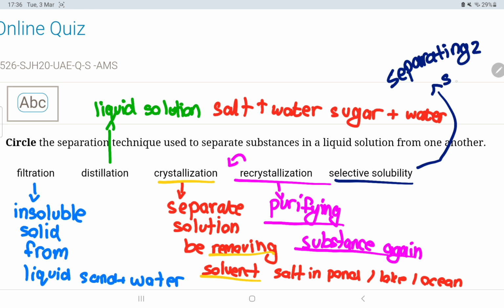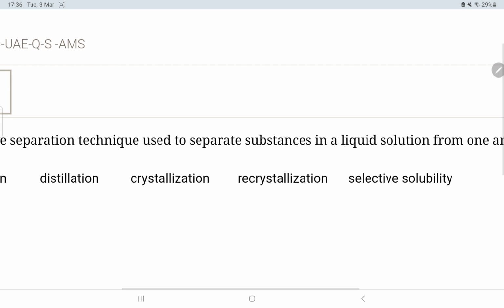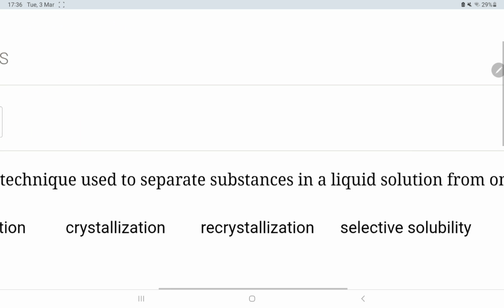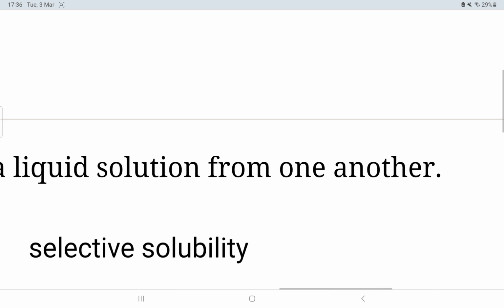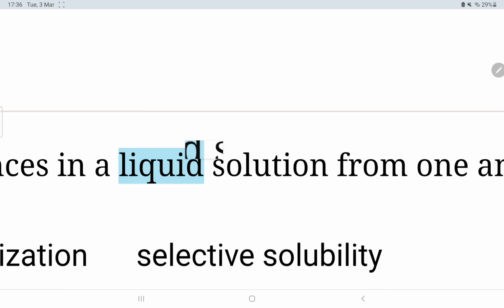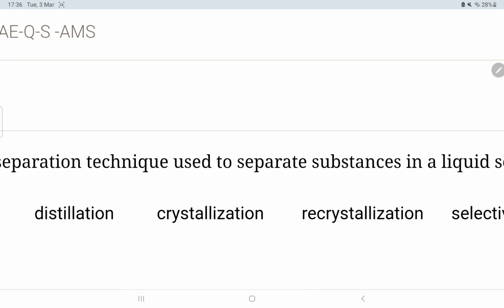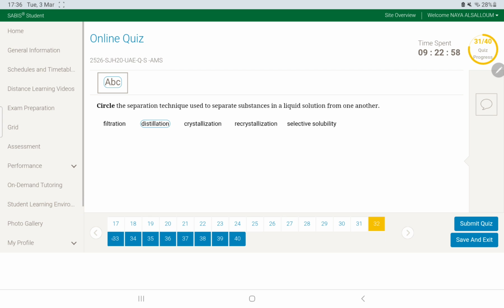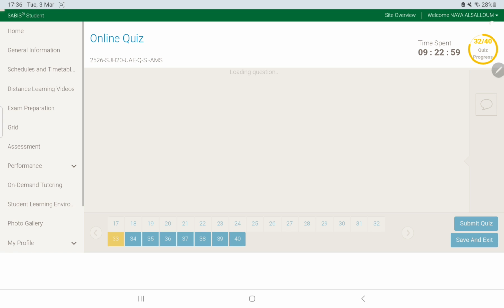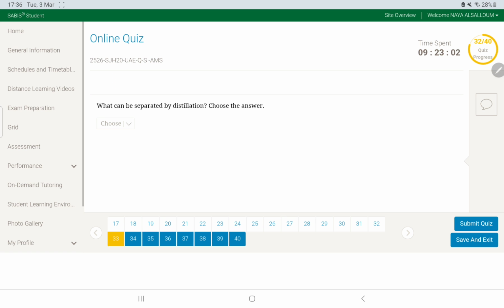two solids, such as white sand and salt. Like this is the main example, white sand and salt. So take a look at it. So once again, a separation technique used to separate substances in a liquid solution. Guys, when you see a liquid solution, okay, like this, it's gonna be distillation or simple distillation.